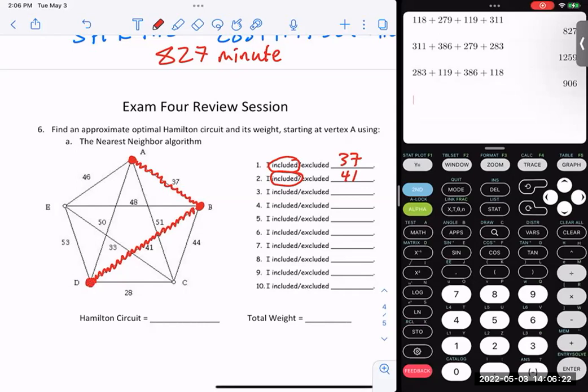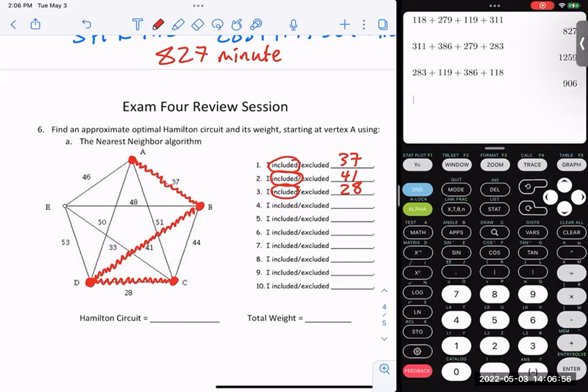So let's do this again. So from vertex D, my choices are 53, 50, or 28. And so which one of those do I want? Well, 28 would be the nearest. So can I include that one? Yes, I can. That one's just fine. It doesn't create a circuit. It doesn't create 3 edges out of the same vertex. So now I'm at vertex C, as I've included the 28.